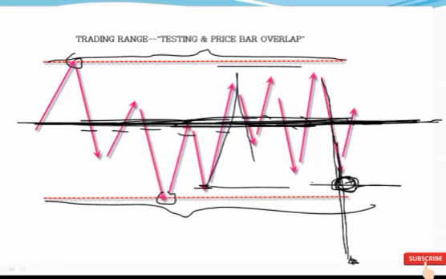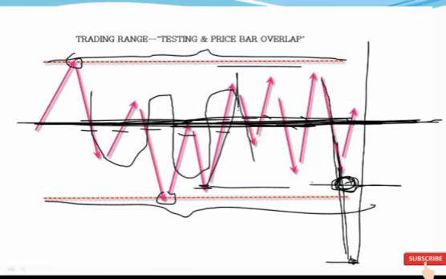And when it flushed everybody out and they got out, it ran them back up. So in a trading range, it can be a real roller coaster ride, and this is what it looks like. So that's called a trading range, and basically you get testing and you get price bar overlap.